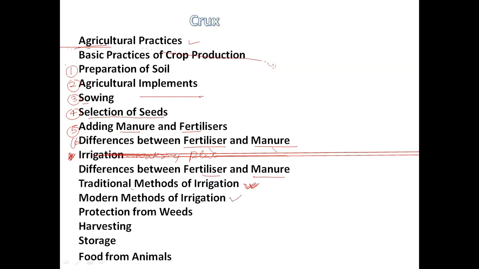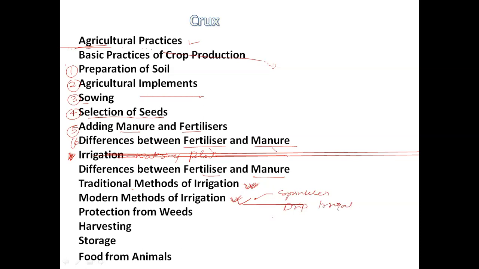Can you name two of the modern methods of irrigation? Yes, sir. A hoe and a plow. What are they? They are modern methods of irrigation. And there are other methods like sprinkler systems, drip systems. Very good. Sprinkler and drip irrigation.